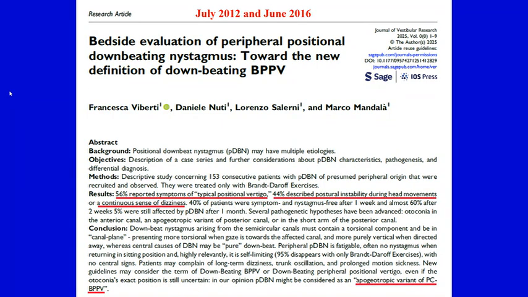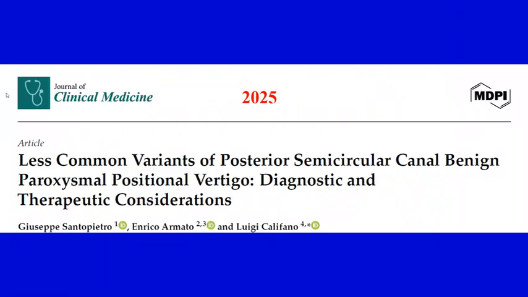Around 95% of the patients responded only to the Brandt-Daroff exercises. So they have not made any hypothesis except saying that it is a peripheral positional downbeat nystagmus. And why it could be because of the apogeotropic or any other peripheral mechanisms.